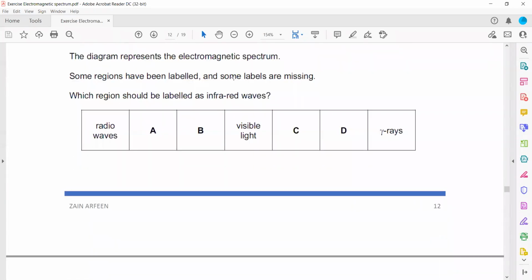Then the diagram represents the electromagnetic spectrum. Some regions have been labeled A, B, C. Some labels are missing. Which region should be labeled as infrared? After radio, we have micro, then infra, then after visible, we have UV, and then X. So infrared is actually B.